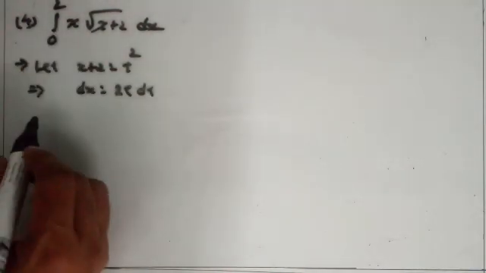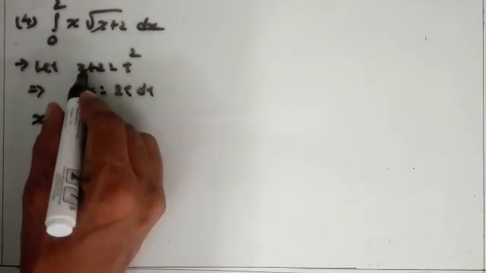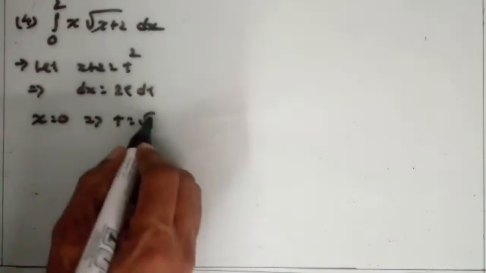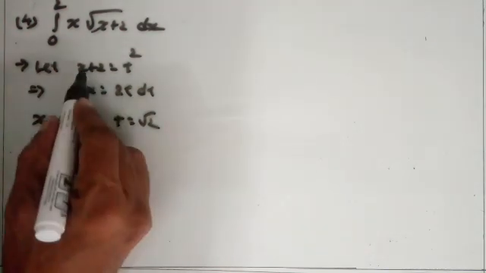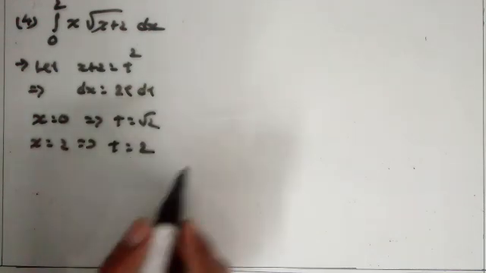Now change the limits. x is equal to 0. This implies 2 is equal to t square, so t is equal to root 2. Now x is equal to 2. This implies 2 plus 2, 4, so t square is equal to 4. So t is equal to 2. Clear?